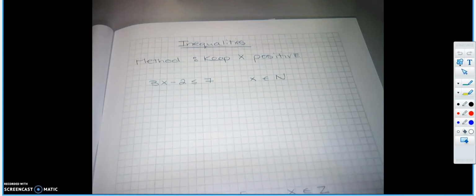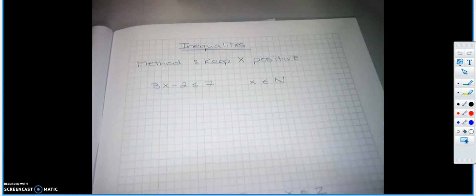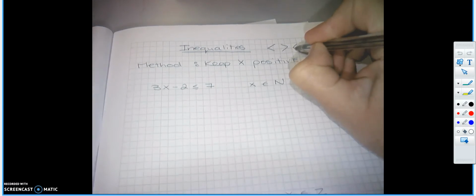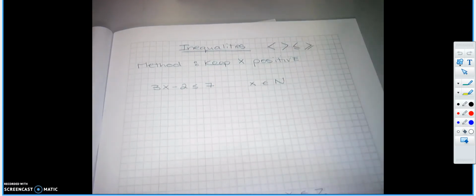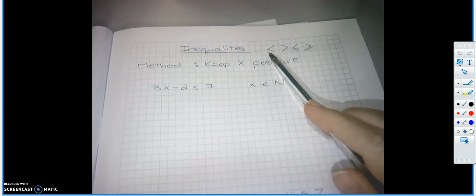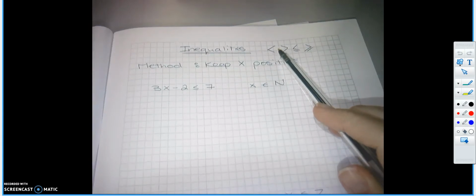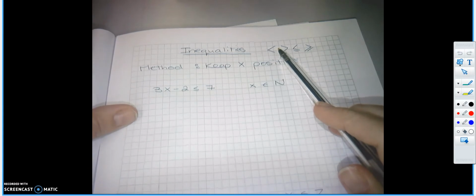Okay, so what we're going to do now is a really fast video on inequalities. Inequalities are what I call the crocodile signs. So you've got ones which look like this, this, this, and this. In terms of which way they're written, the wider side is always facing towards the larger object.